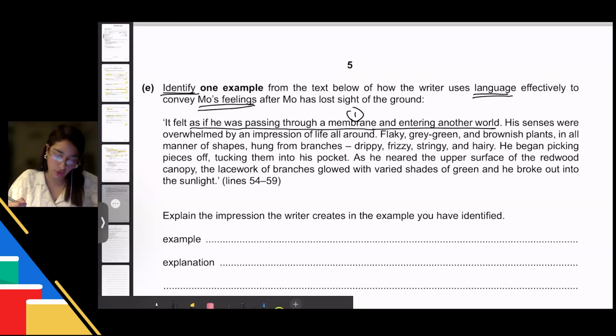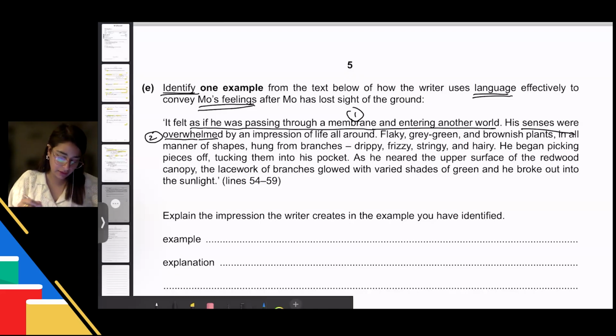The second one that we could talk about is the word overwhelmed. So he says that his senses were overwhelmed. So the idea of how within this he is not just seeing something different or smelling something different, but all of his senses are being catered to in this case, because he is not just observing something that is very new to him, but the entire experience is making all of his senses feel overwhelmed. So that's another example that we can identify.